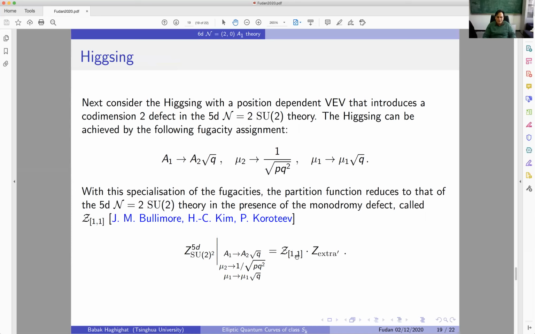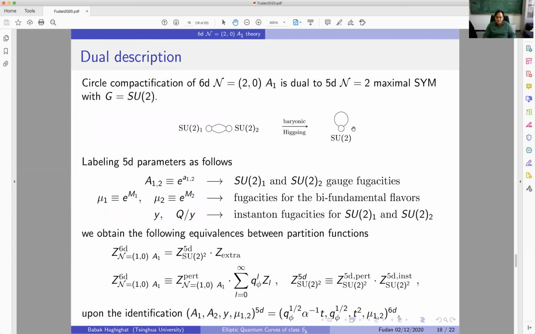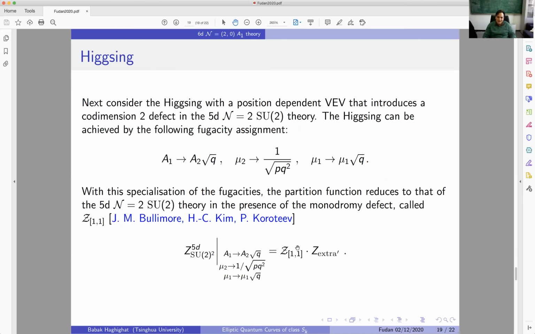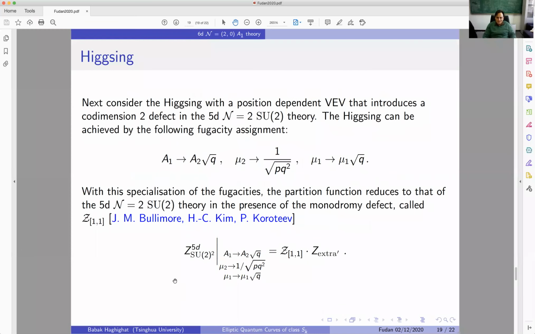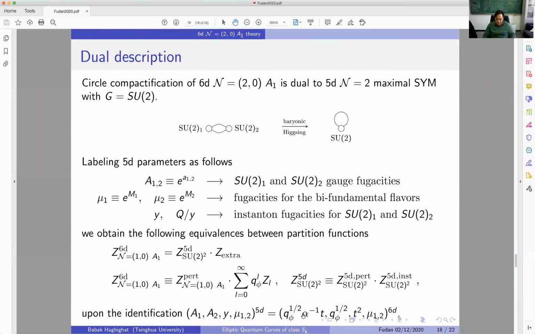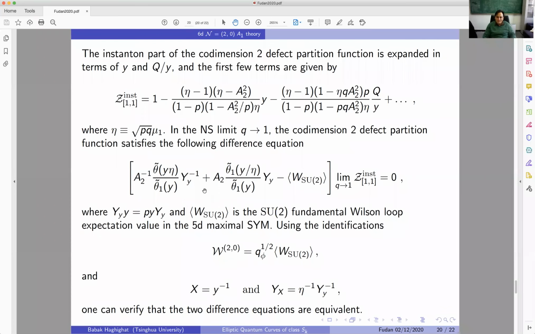They had computed this Z1,1, which they call the monodromy defect. This is basically the Higgsing procedure to go from this quiver to this quiver plus defect. They showed that it satisfies this type of difference equation. Now, if we use these identifications here, we can see that in fact this is exactly the difference operator which we obtain in our formulas.